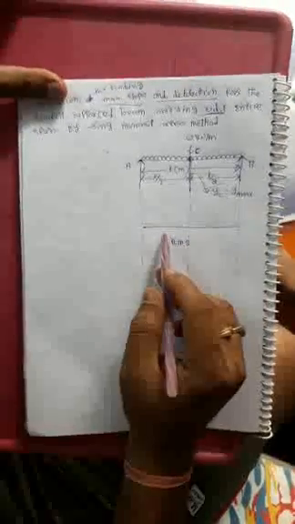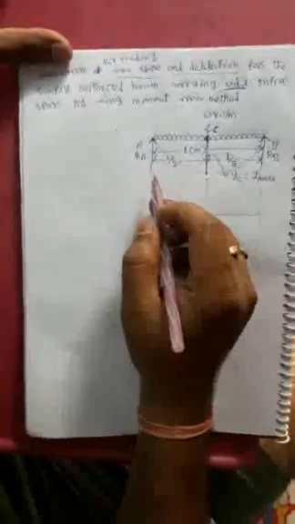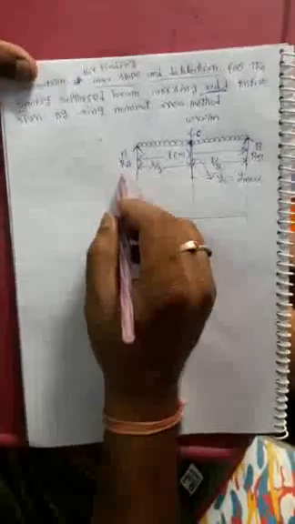For the BMD diagram we need to find the reactions R_A and R_B, because there are two supports having reactions. The reaction formula is WL by 2, because this is a symmetrically loaded beam. For example, if the span is 6 meters, then 3 meters is the half span and 3 meters is the other half span, 3 plus 3 is 6 meters. So this beam is called a symmetrically loaded beam.